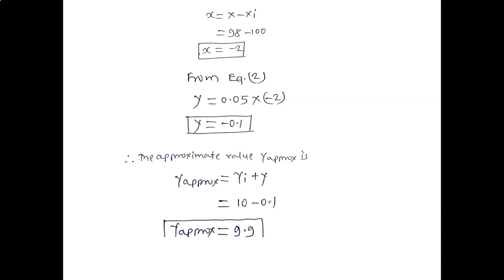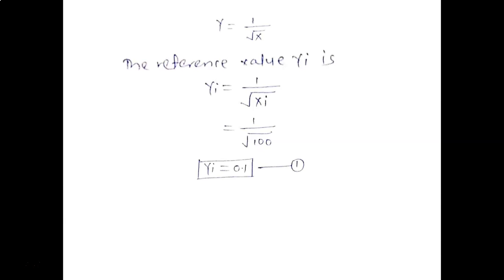Similarly, we will take the next function, that is y is equal to 1 upon root x. Now again we will find the reference value. See, the same steps are there again and again. Therefore, yi, that is the reference value, yi is equal to 1 upon root of xi. Therefore, 1 upon root of 100. Therefore, yi is equal to 0.1. That is equation 1.